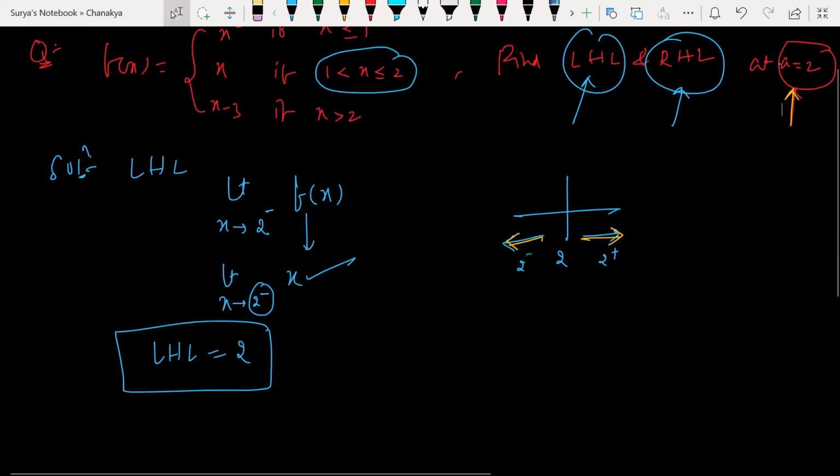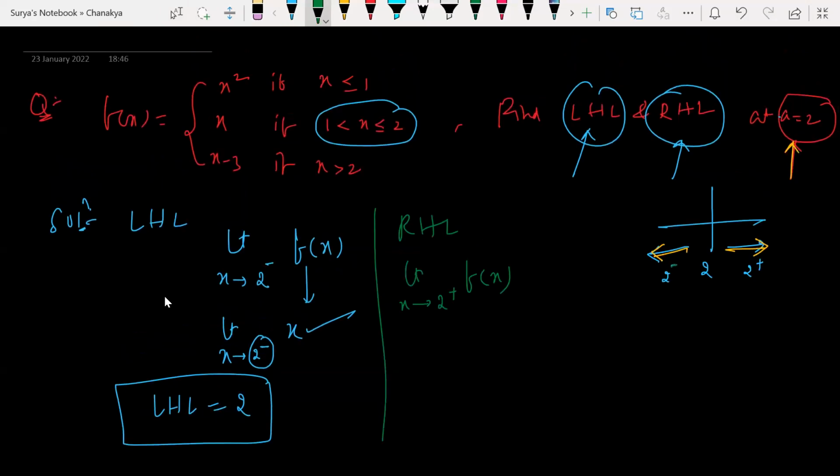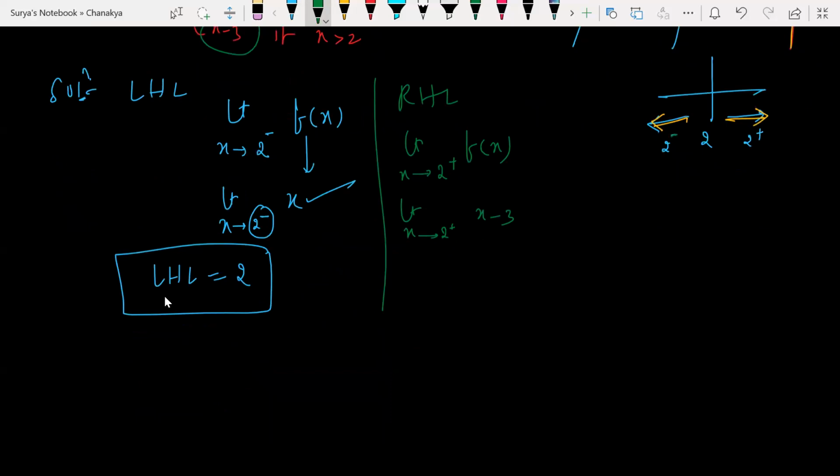So this is LHL. Now if I want to find RHL, how can I find it? Look, limit x tends to 2 plus f of x. 2 plus is nothing but right side values of 2, which is nothing but greater than 2. What is the function? Very simple. Niyati, do you understand the point? So now what do you have to substitute in place of x? What do you need to substitute, Niyati? 2. 2 minus 3 is minus 1.